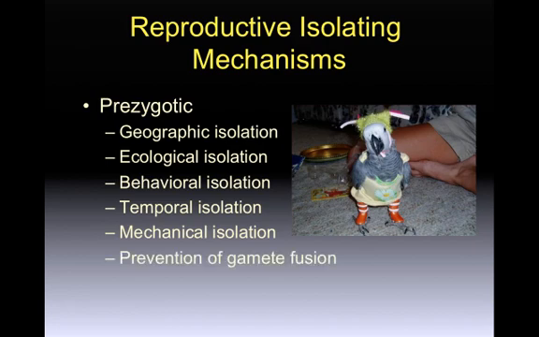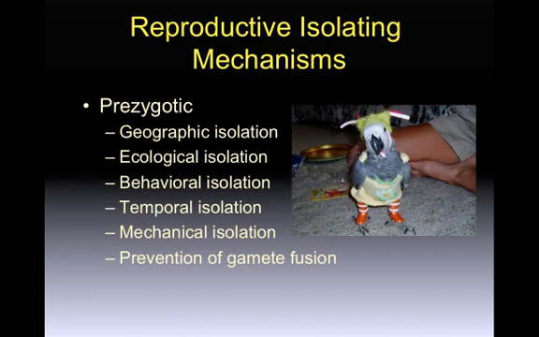Mechanical isolation is a situation where, as I like to say, the parts don't fit. So male and female genitalia don't actually go together. If that's the case, then you cannot have successful fertilization. And then your sort of last line of defense against hybridization between different species is the fact that the gametes may not be compatible.